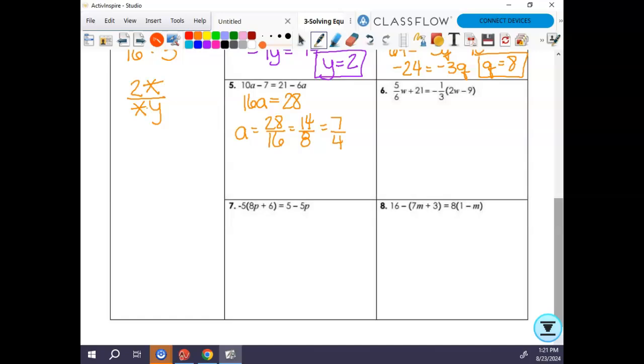Okay. Everybody okay with that? So then we just get A equals 7/4. We are not changing a fraction to a decimal. That is it. We're good? All right.